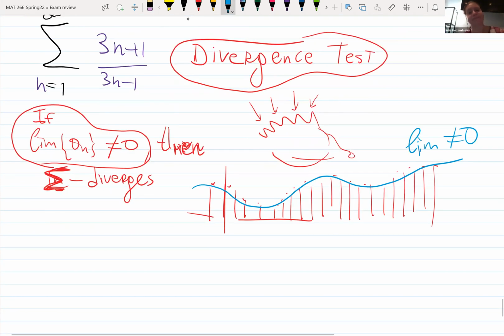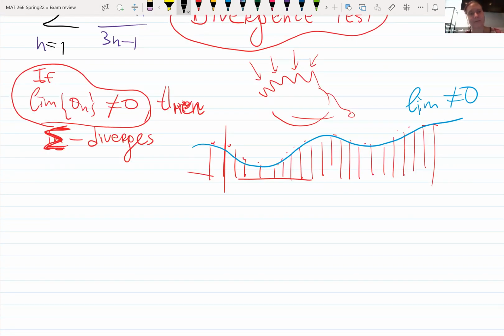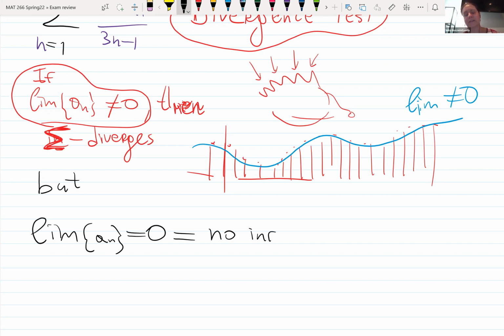But if the limit is 0, that doesn't give us any information. No information. It still might diverge or converge. And that is the confusing part, because when you hold the hedgehog and you touch and you feel the pointy needles, it might not necessarily be a hedgehog. That is the idea here. What else can it be?